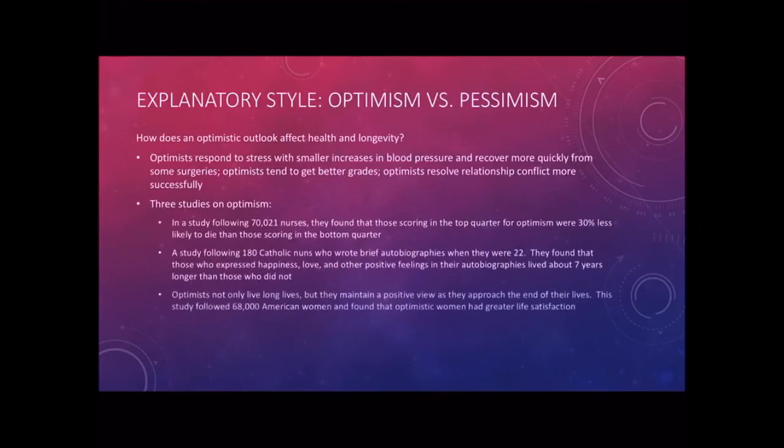There were 3 studies on optimism. One followed a bunch of nurses and saw that those who scored in the top quarter for optimism were 30% less likely to die than those scoring in the bottom quarter. 180 Catholic nuns wrote brief autobiographies, and those who expressed happiness, love, and positive feelings in those autobiographies lived 7 years longer than those who didn't.